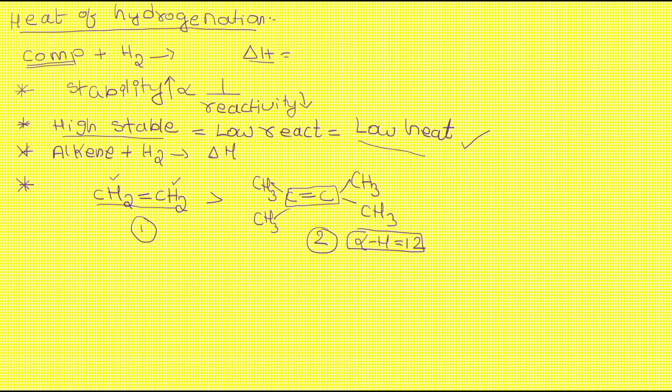Simple. So, let us go for some examples in which case the heat of hydrogenation is more, and in which case the heat of hydrogenation should be less. From the above, we conclude that any alkene which contains more alpha hydrogens must be stable, and the compound must have low heat of hydrogenation. Keeping that in mind, we are doing some examples. So, first one.